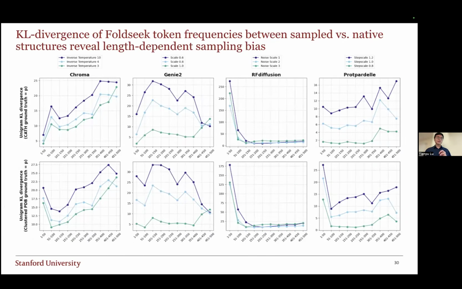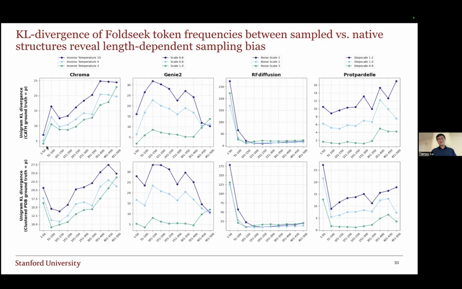Okay, and then finally, these are Foldseek tokens. And we observe biases across Foldseek tokens as well. So Foldseek is this discrete representation of protein structure. You have this discretized alphabet of 20, and we're essentially counting the frequencies of the 20 letters within each length range bin. So these are these unigram frequencies, and we're computing the KL divergence between the frequencies of your sample distribution and the frequencies of your native distribution.